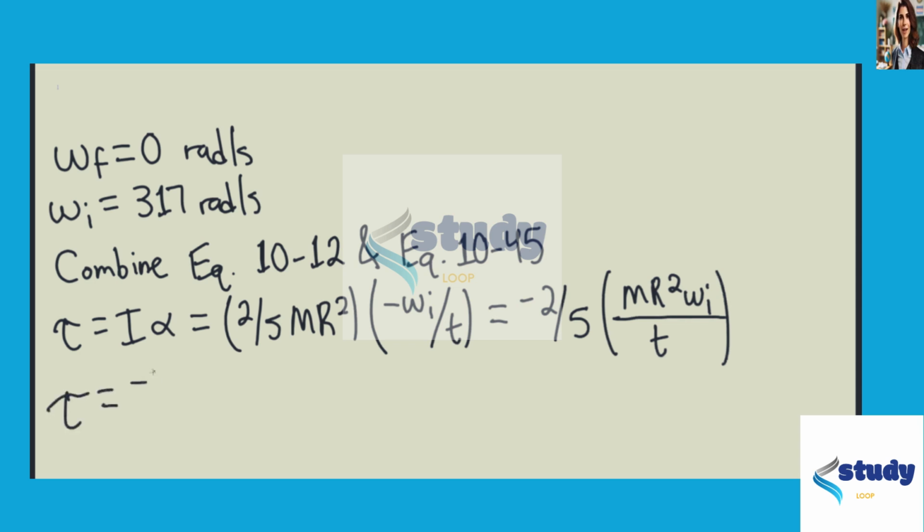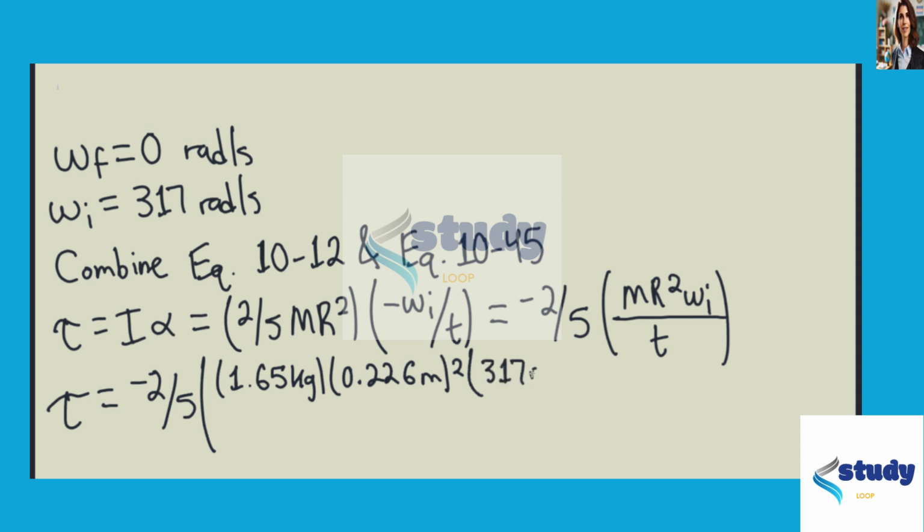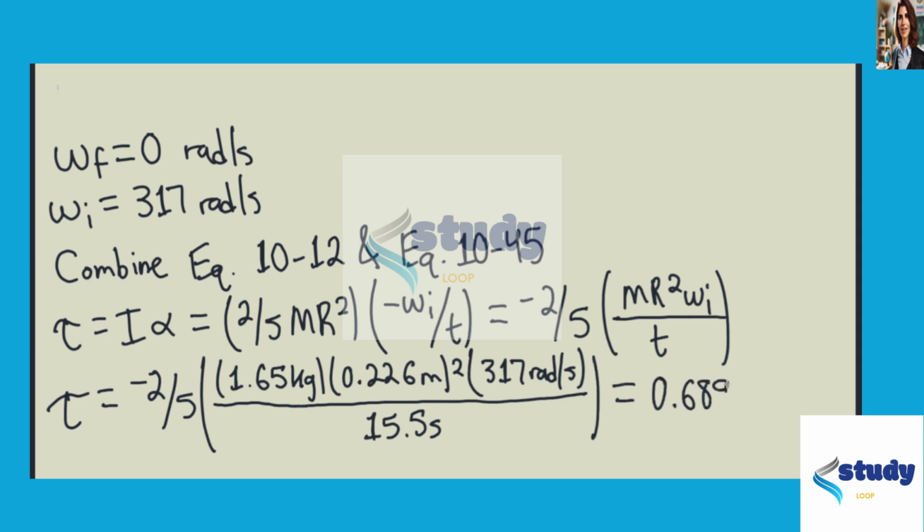So torque would be equal to negative 2/5 times the mass of 1.65 kilograms multiplied by 0.226 meters quantity squared multiplied by 317 radians per second, all divided by 15.5 seconds, and we are getting a torque of 0.689 Newton meters. This would be our net torque for part A.